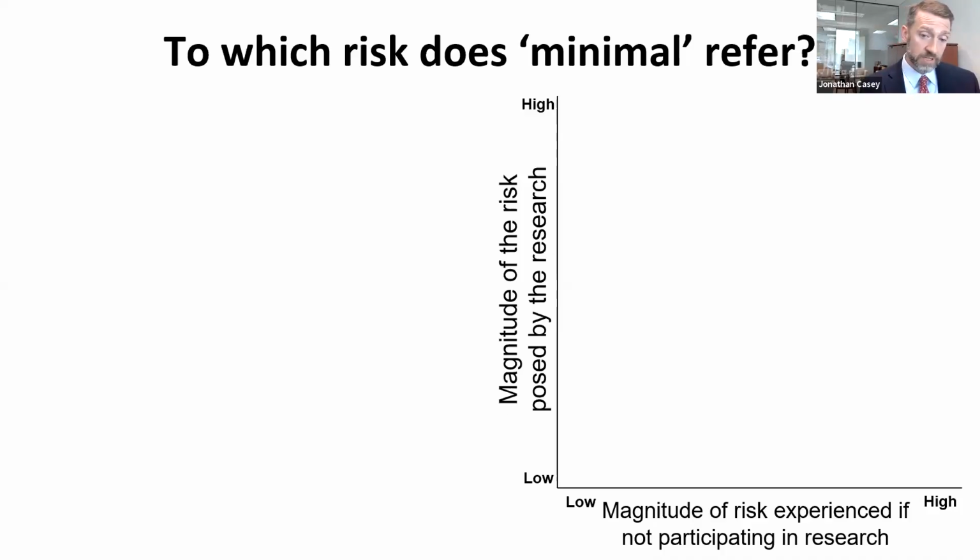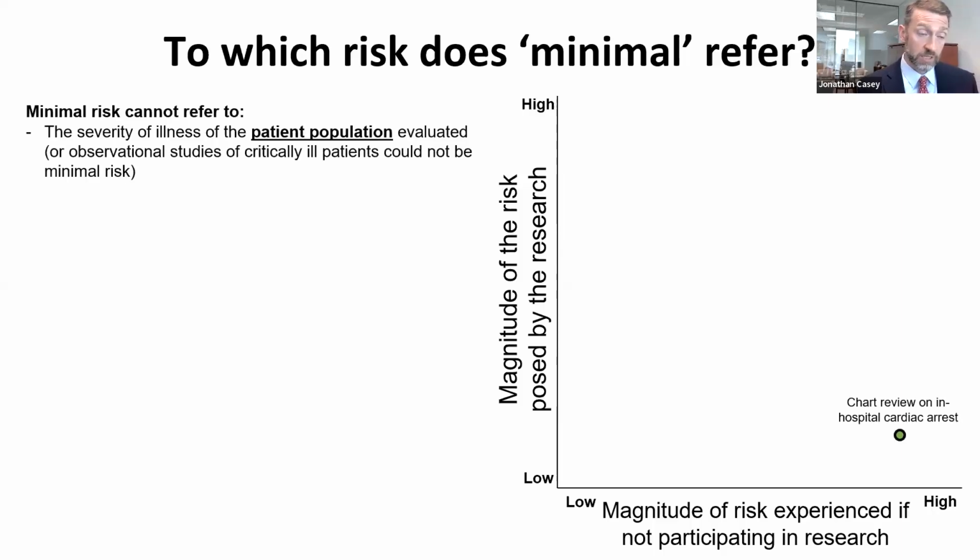And then separately, there's the independent risk, the magnitude of the risk posed by the research, and that's shown on the y-axis here. Things for which the magnitude of the risk posed by the research is high are at the top, and those that are low are at the bottom. So I think we might start by asking: what risk are we not talking about?